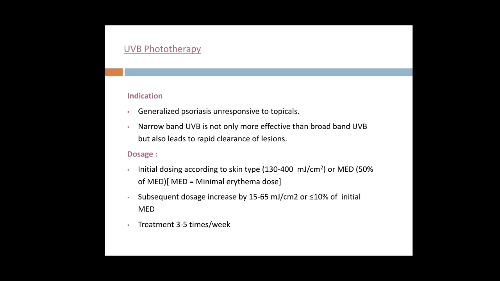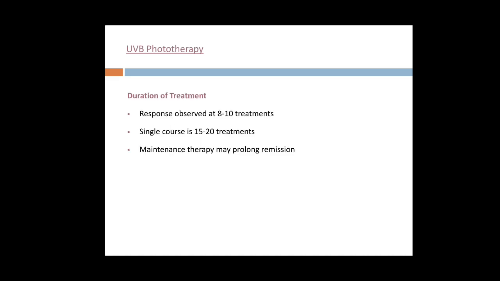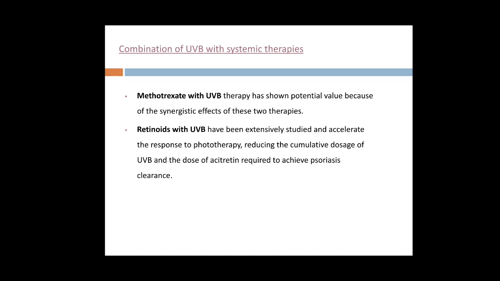Phototherapy is also a very good indication. Among them, narrowband UVB, which we call NB-UVB, is most commonly used, and this leads to rapid clearance of the lesions. But phototherapy alone is not a very effective treatment, so it is usually combined with other modes of treatment like methotrexate and retinoids, so that the patient will have rapid clearance and lower doses of these systemic drugs can be used, so the side effects can also be reduced.